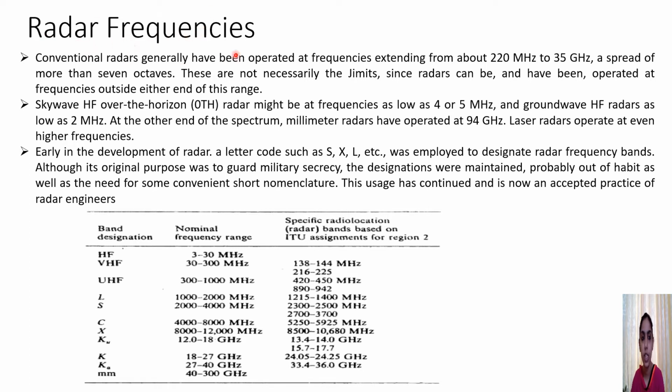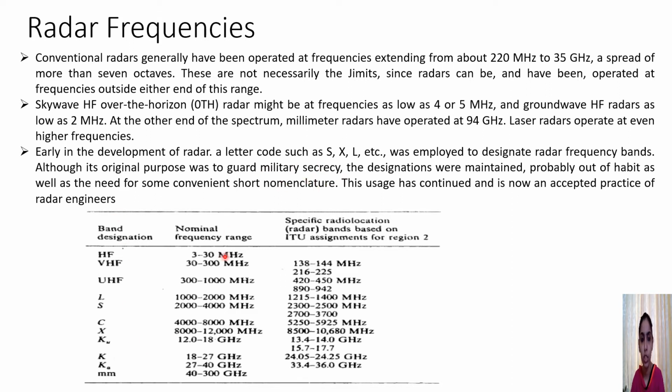Usually radar frequencies come in the microwave frequency ranges. Initially, letter codes such as S, L, X, long band, short band, cross band, etc. were employed for maintaining secrecy. It was initially started for military applications, so such letters were used to designate radar frequency bands. That purpose was for guarding military secrecy.